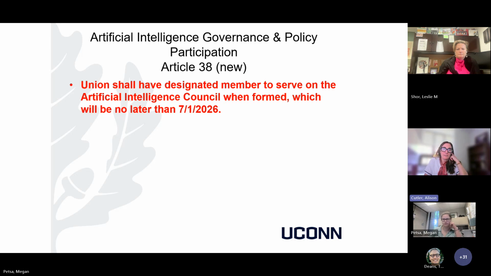So another new policy is artificial intelligence. The university is in the process right now, actually, they might already be figuring this out, of forming the Artificial Intelligence Council, and the union is going to have a designated member on this council. Is that the last one?